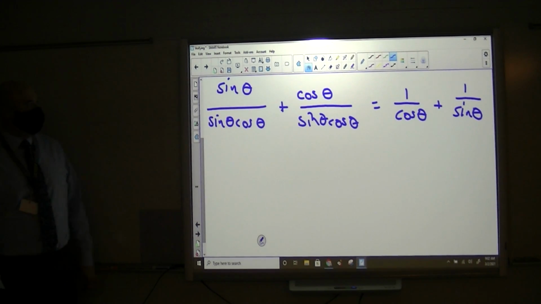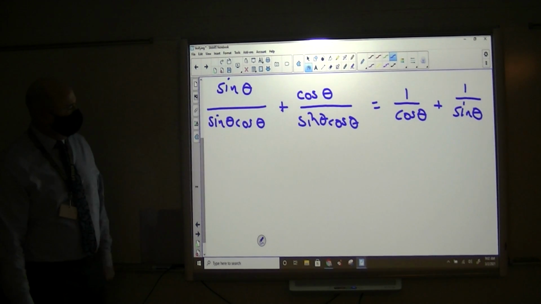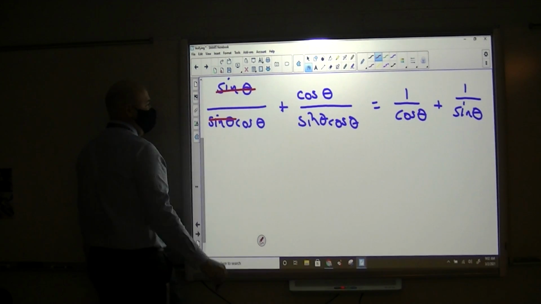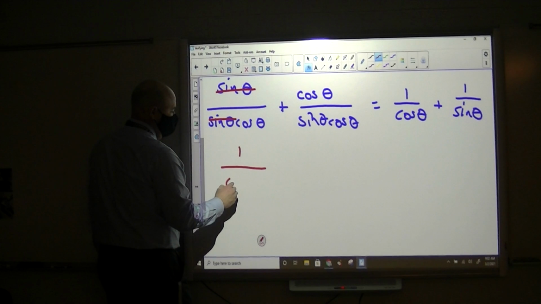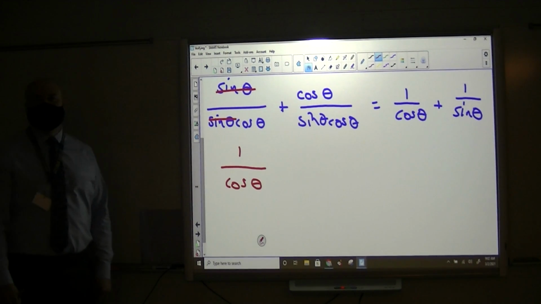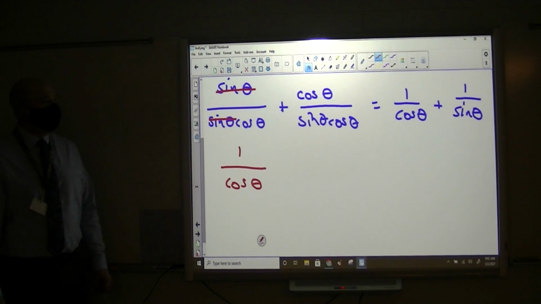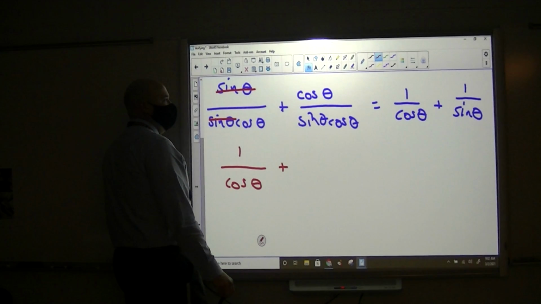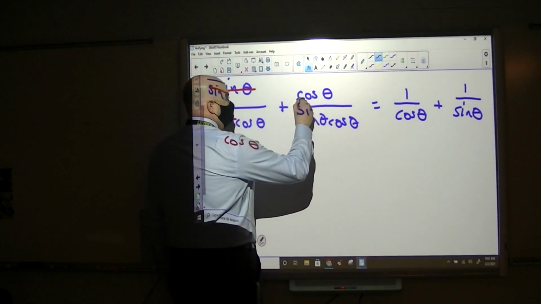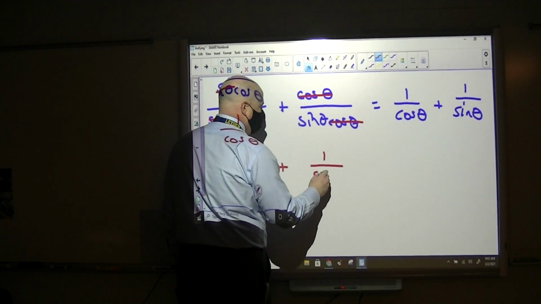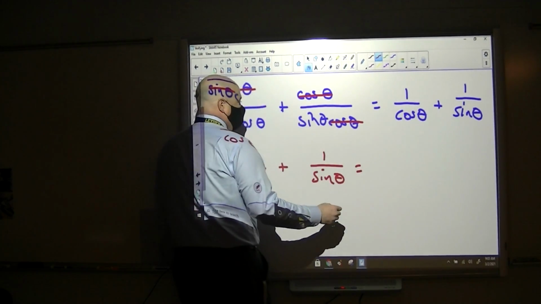How am I going to simplify this one? Well, when we look here, I've got a sine theta on the top and the bottom. I'm going to cancel those. That leaves me with 1 over cosine. Ooh, it's working. Now over here, the cosines here and here are going to cancel, leaving me with, oh no, I like it.